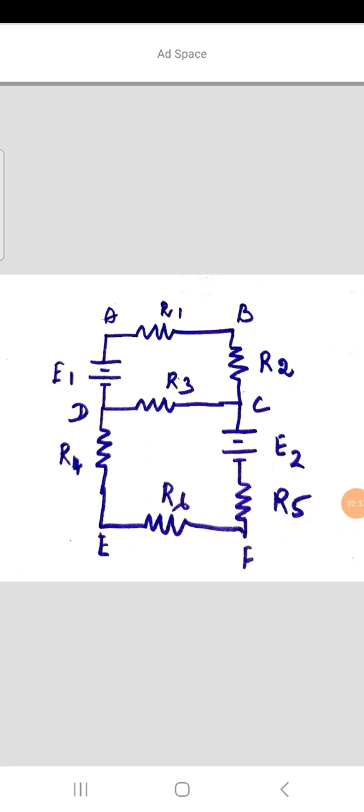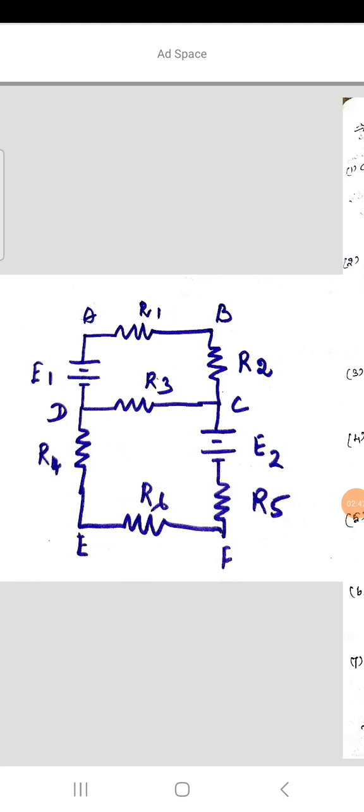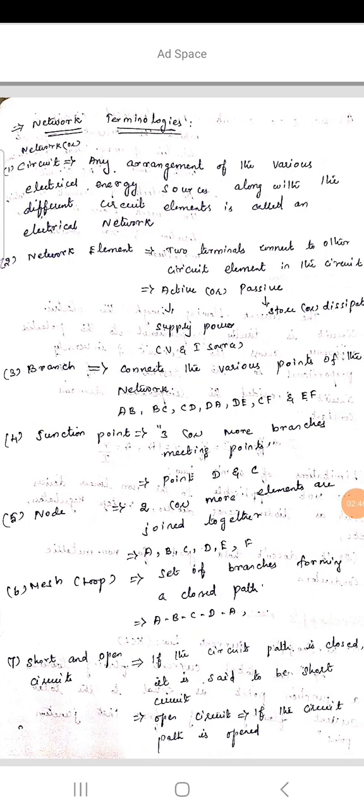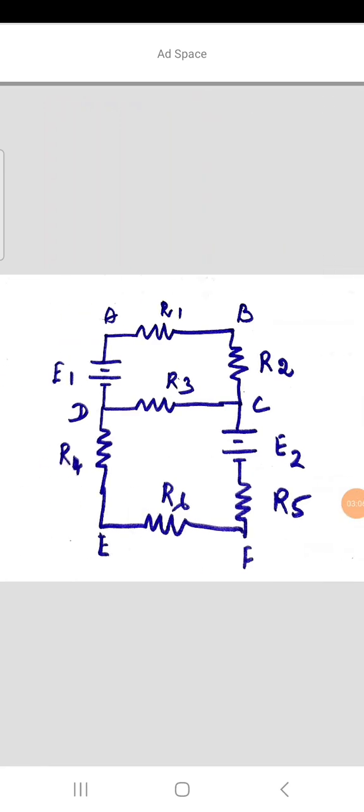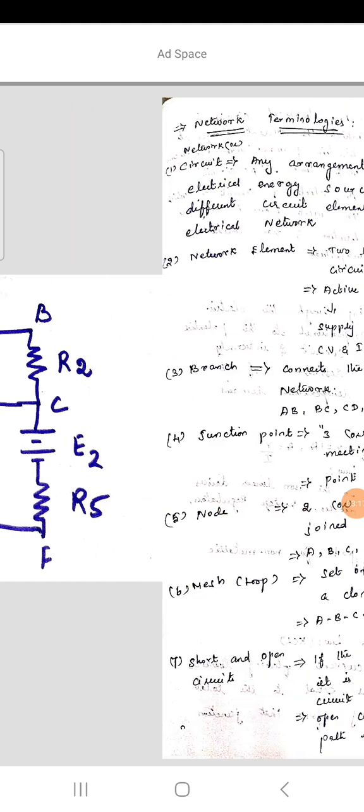So in this circuit we have some networking terms. So what do they mean? First one is circuit. We know that the entire setup is said to be a circuit, and it is defined as any arrangement of various electrical energy sources along with different circuit elements, called an electrical network. And the second one is network element. If two terminals connect to another circuit element in the circuit, for example a resistor R1 is connected to another resistor R2, or else the resistor is connected to a supply, then this supply or resistor is said to be an element.